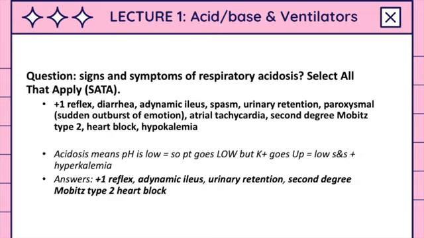The other thing about select all that apply, it's never only one and it's never all of them. You see what I'm saying? Never answer just one on a select all that apply, and don't answer all of them, because it's never one and it's never all of them.